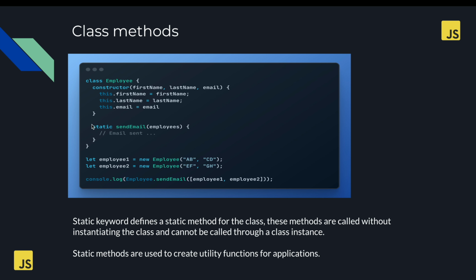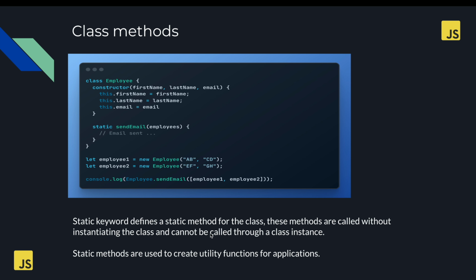Meaning, if you are creating a static method or a class method, you cannot call it from the class instance, that is your employee1 and employee2. You cannot call employee1.sendEmail. That will just not work. We can call it through the class only. So if you want to call the static method, according to our example, it's going to be Employee.sendEmail.